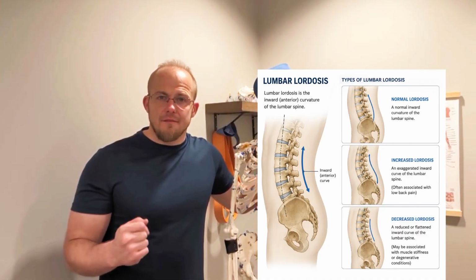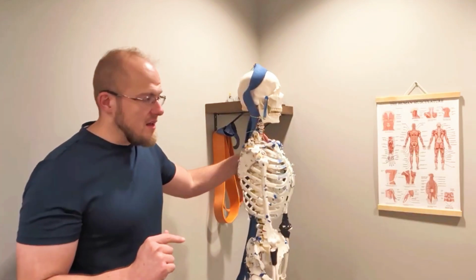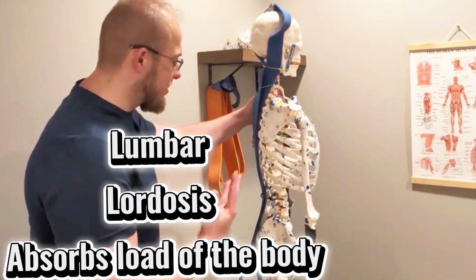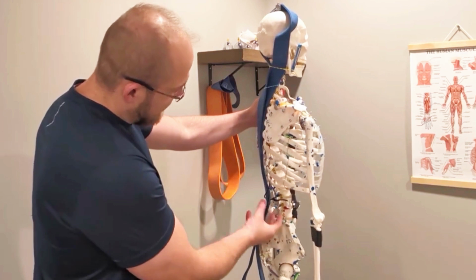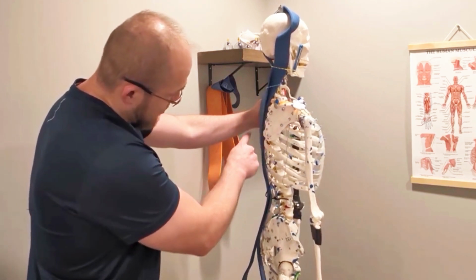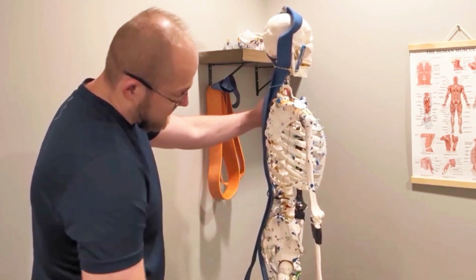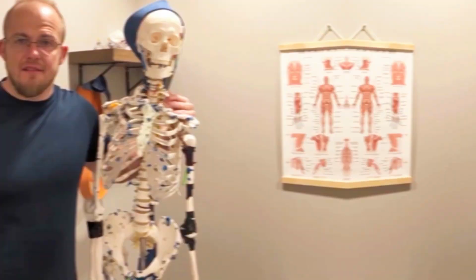Lumbar lordosis. Now, watch this. Its job is going to be to absorb the load that your whole body has on it. So after the outward curve, it's going to curve in. Your sacrum is going to be your stability base. When scoliosis develops, it's going to disrupt your body's natural spring system. This makes movement less efficient and increases compensation.